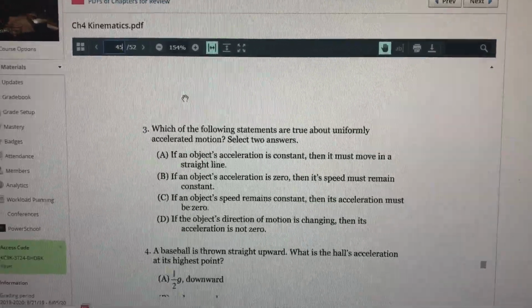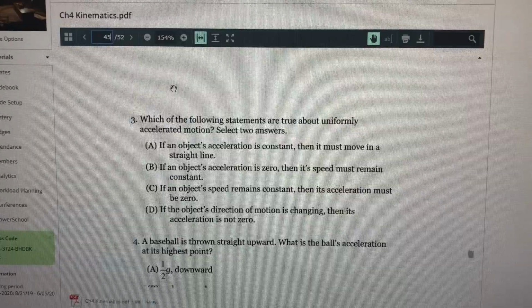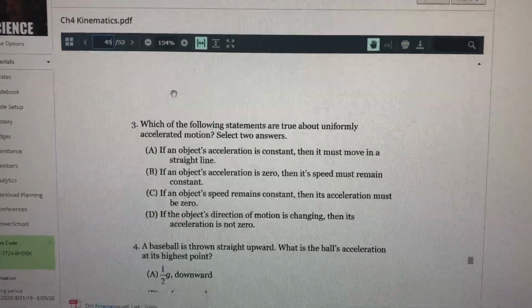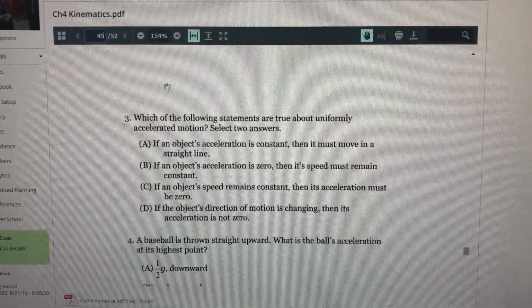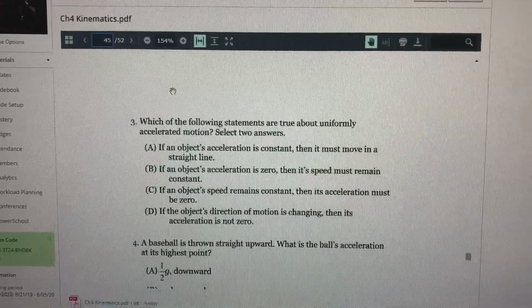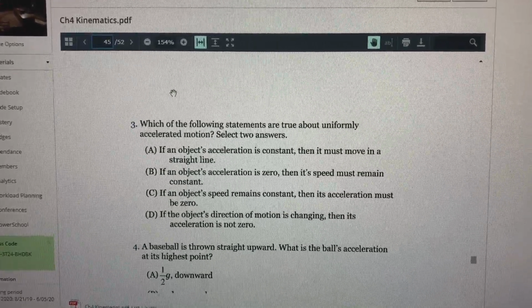So if you had, again, something going in a circle, circular motion, the direction is changing. So even if the magnitude of the velocity stays the same, it's accelerating. That would be like our centripetal acceleration, for example.